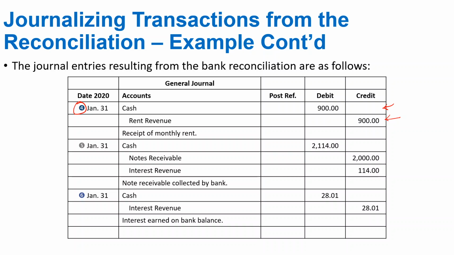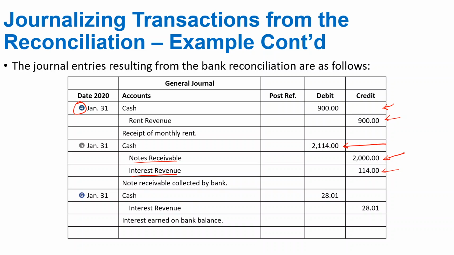Number 5 said that there was a bank collection of a note receivable for $2,114, which included interest revenue of $114. So again, that went into our bank. We added it on the books side. So we're adding it into cash by debiting it. And $2,000 worth of that paid off the note receivable. So we credit the note receivable for that amount. But it also told us $114 was interest revenue that we had on the note. So we'll credit interest revenue for that amount.